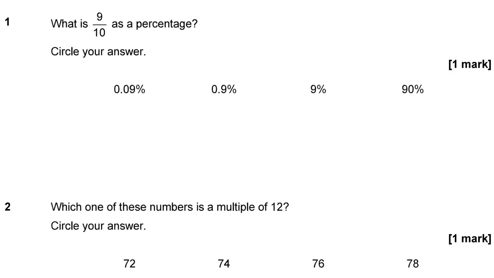Question 1. What is 9 tenths as a percentage? Now, percentages are just fractions over 100. So if I can take my 9 tenths and change it so it's a fraction over 100 rather than as a fraction over 10, I should be able to know what the percentage is. So 10 goes into 100 10 times. So multiplying top and bottom by 10, I'm going to get 9 tenths is the same thing as 90 over 100. And 90 over 100 is the same thing as 90% or 90 per 100. Okay, so it's that one there, isn't it?